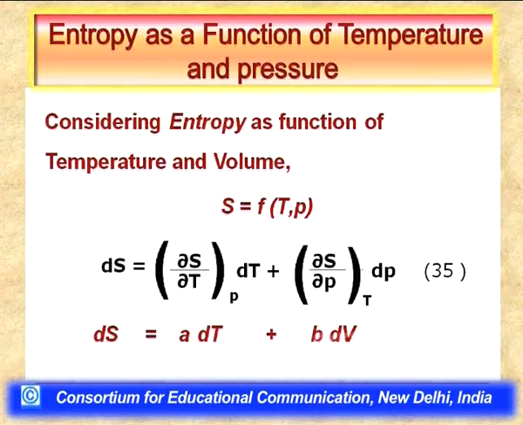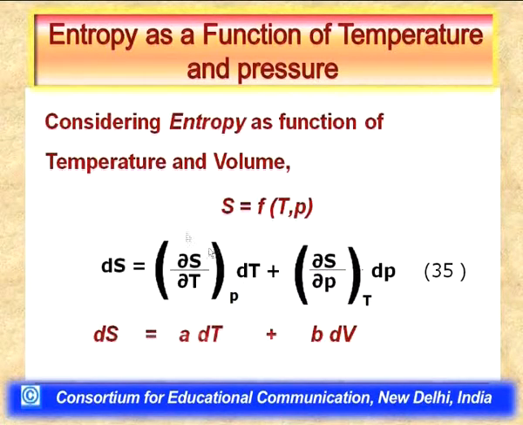First of all, let me highlight why it is very difficult to calculate entropy change under such conditions, that is, when entropy is a function of temperature and pressure. If we want to do that, we first consider that entropy is a function of temperature and pressure. As we did for temperature and volume, we can also say dS equals (∂S/∂T) at constant P dT plus (∂S/∂P) at constant T dP.